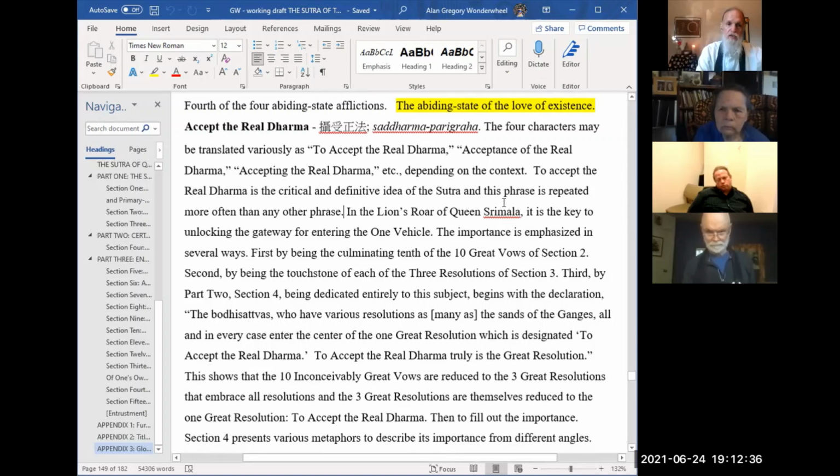It is also a key term that comes directly from the Prajnaparamita sutras, which is where this phrase, Saddharma Parigraha, appears. It's also related to a similar term. I think it's Buddha Parigraha, to accept the Buddha.